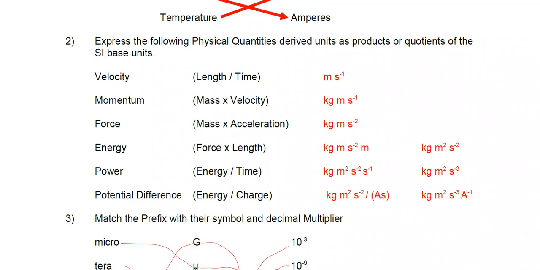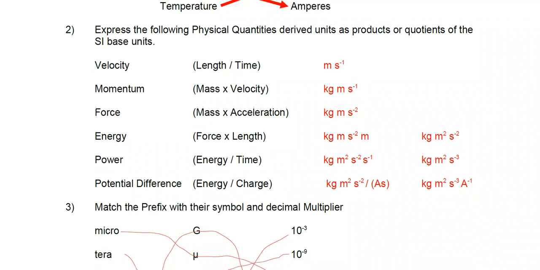Potential difference is energy over charge, which is kilograms meters squared seconds to the minus 2 divided by, well, charge, which is actually amp seconds. So we get kilograms meters squared seconds to the minus 3 amps to the minus 1.